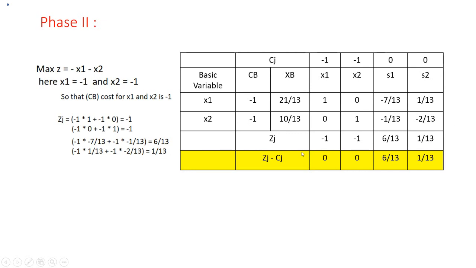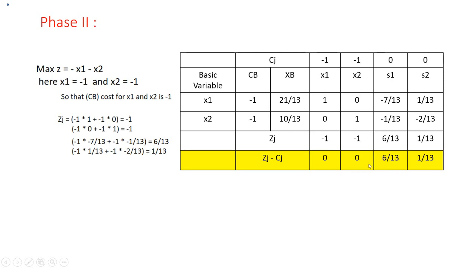After finding the Zj value, find out the Zj minus Cj. So minus 1 minus 1, we get 0, 0, 6 by 13 and 1 by 13. Here in the Zj minus Cj, there is no negative element, all the values are positive. If we were getting minus 6 by 13 here, again we would have to perform the row and column operations. The most negative element would be minus 6 by 13, and we would find the key column and row, and perform the equations.